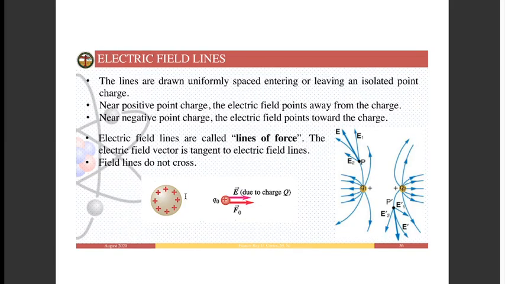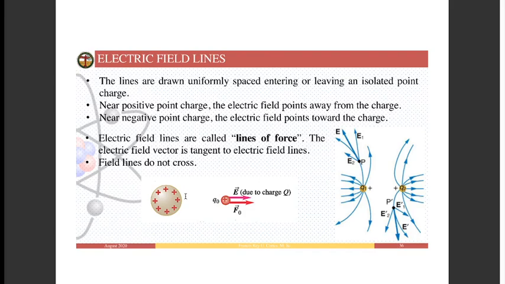So, next, near a positive point charge, electric field points away from the charge. So, we already knew that. And of course, near a negative point charge, the electric field points toward the charge. So, you also already knew that.